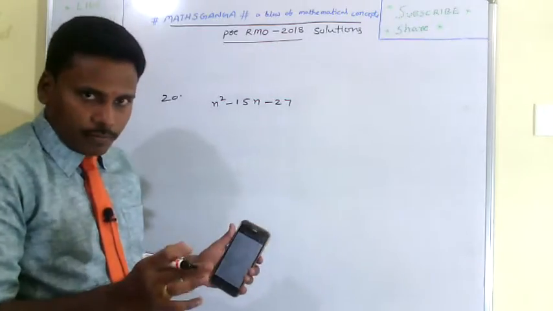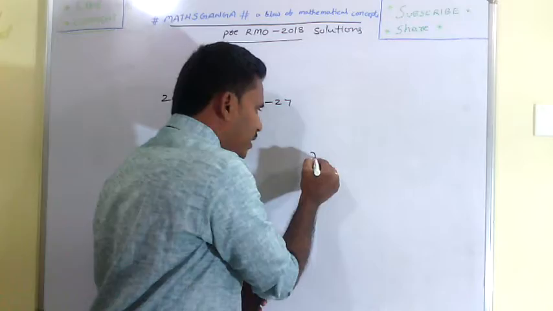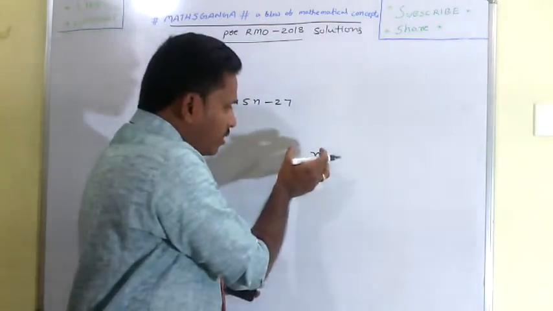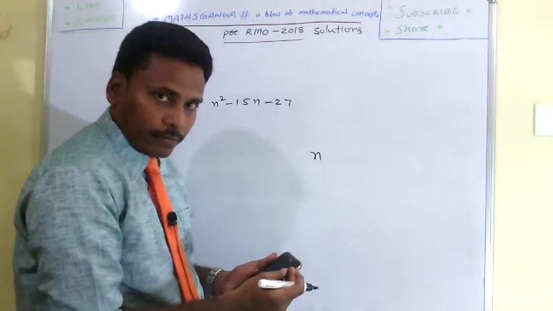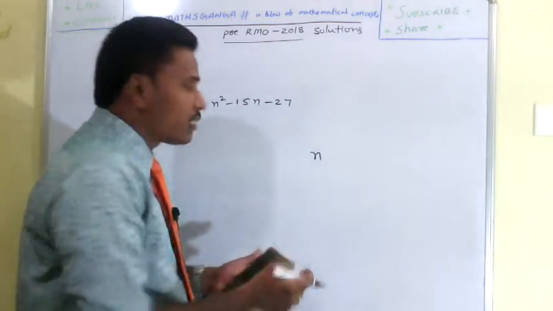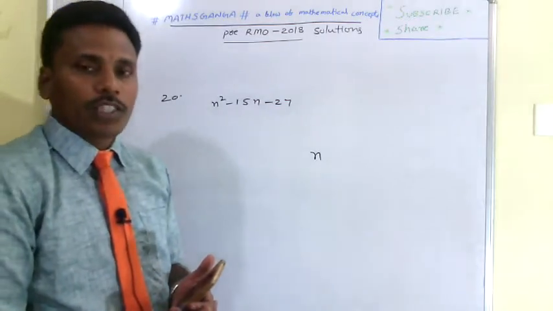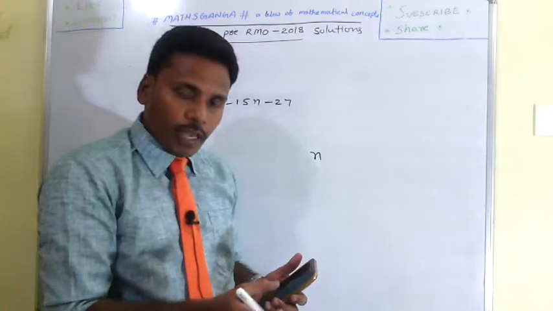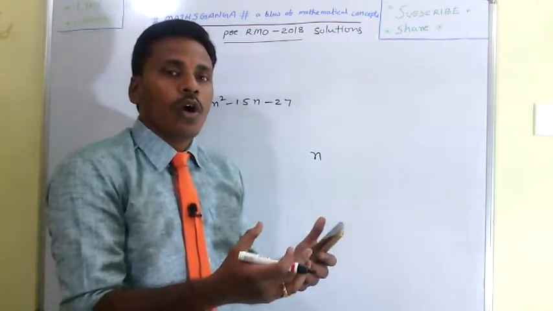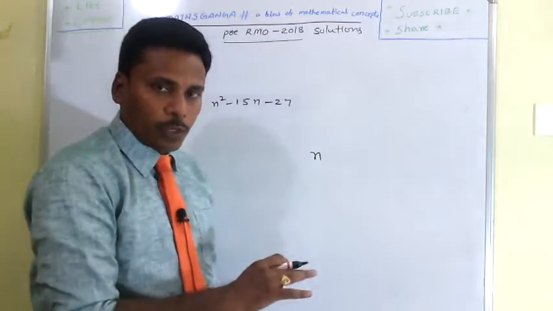First of all, try to understand the question. So n is a number, and there are certain digits in n. If you multiply all the digits of n, that product of the digits equals n square minus 15n minus 27. That was the question. We need to find all possible values of n, and we need to add all those possible positive values of n.